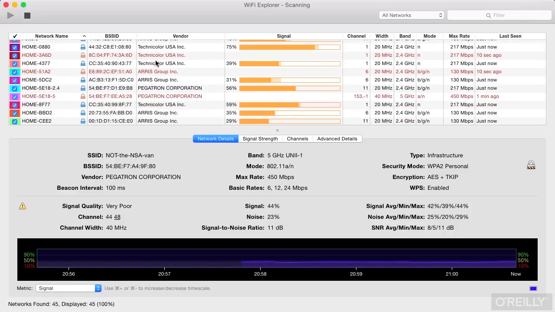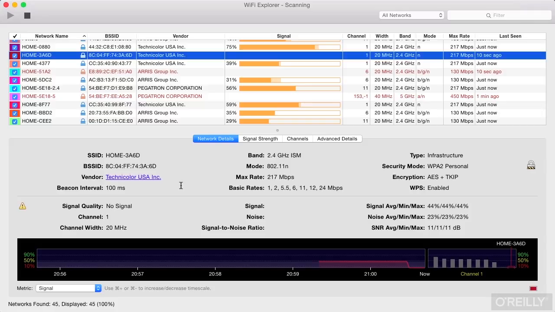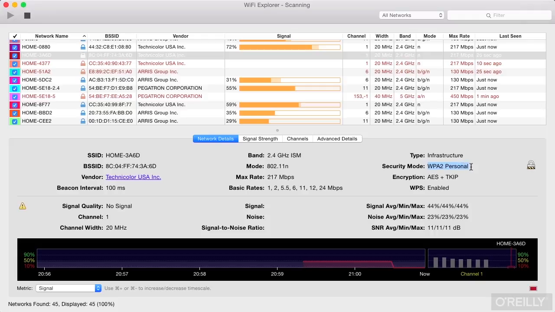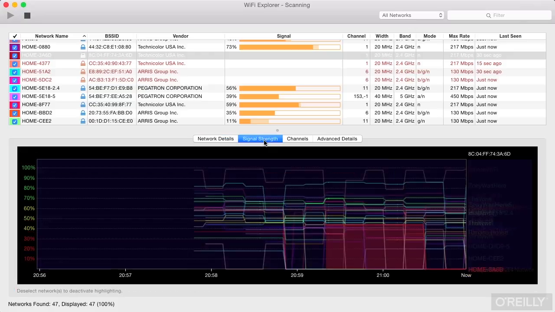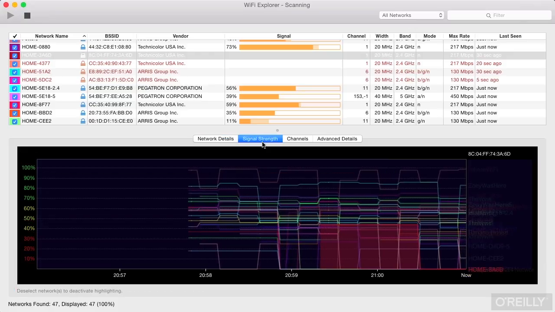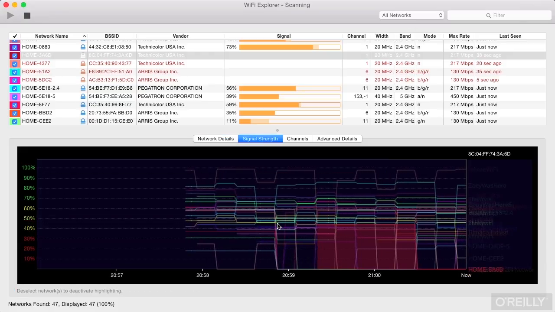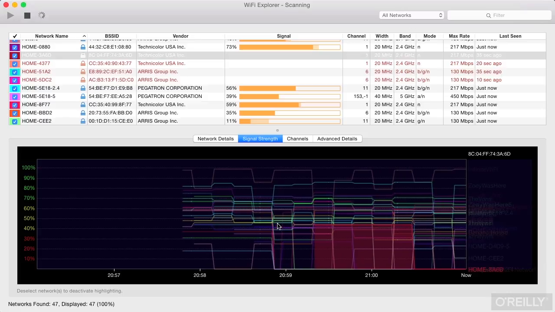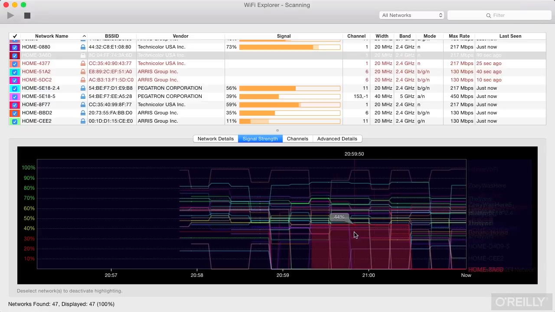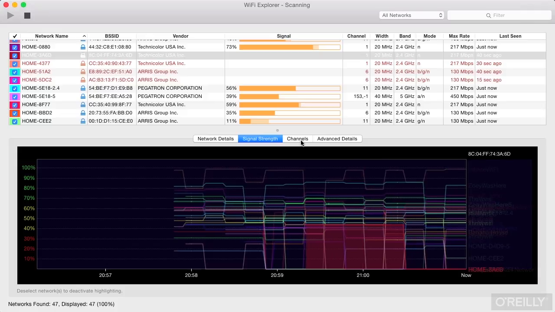Now I can select one of these and I can get my network details down below. Of course, it breaks it out nicely for us. It tells us the encryption is AES plus TKIP. My security mode is WPA2 personal. It's an infrastructure network. And then I've got another tab here for signal strength. So I've got a graph of the signal strength for all of the different networks. And of course, it highlights the particular network that I am looking at.